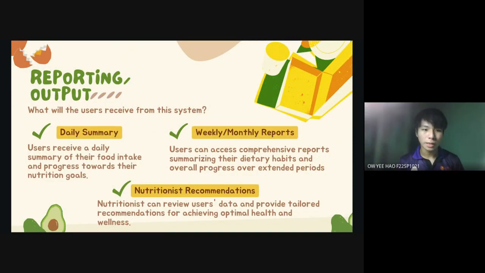For the reporting and output, the user will receive a daily summary of their food intake and progress throughout their nutrition goals. The second is weekly or monthly reports. User can access comprehensive reports summarizing their dietary habits and overall progress over extended periods. The third one is nutritionist recommendation. Nutritionists can review user data and provide tailored recommendation for achieving optimal health and wellness.